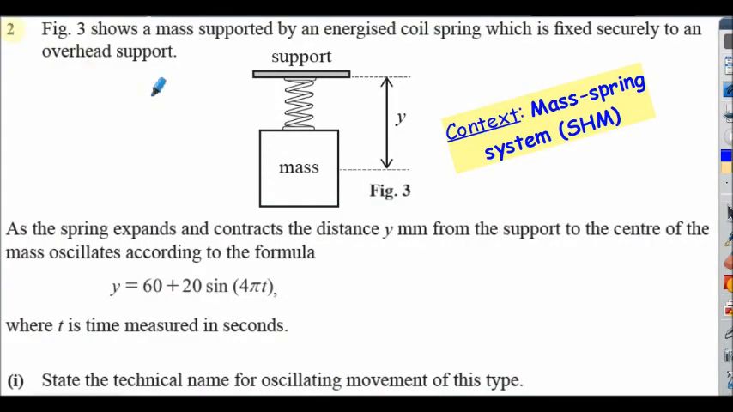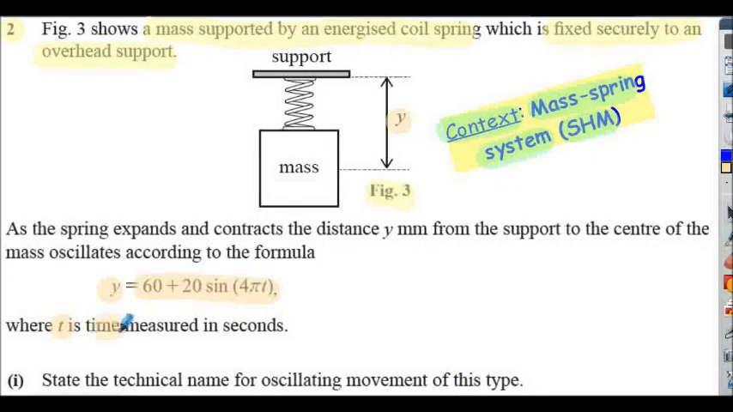Here's question 2, relates to a mass supported by an energized coil spring which is fixed securely to an overhead support, as shown in figure 3 here. So of course the context in this particular case is a mass spring system, and essentially we're considering simple harmonic motion, SHM for short. So in the question, we're given the formula for displacement y, 60 plus 20 multiplied by the sine of 4 pi t. That's displacement of the centre of the mass from the support. And we're informed that time t is measured in seconds.